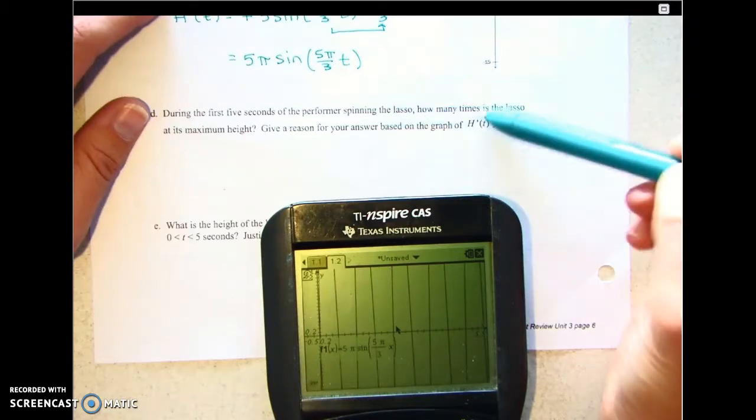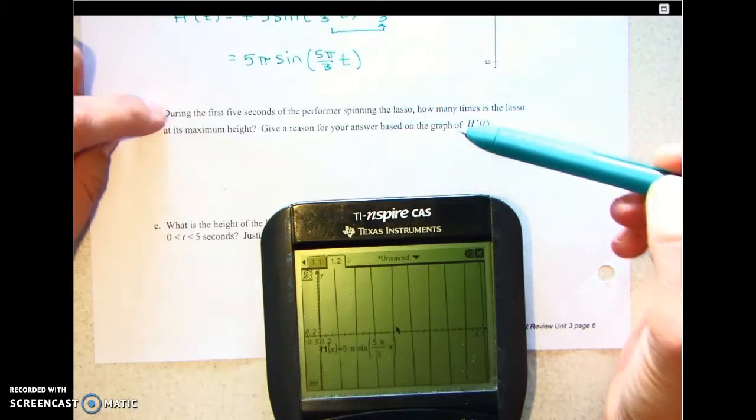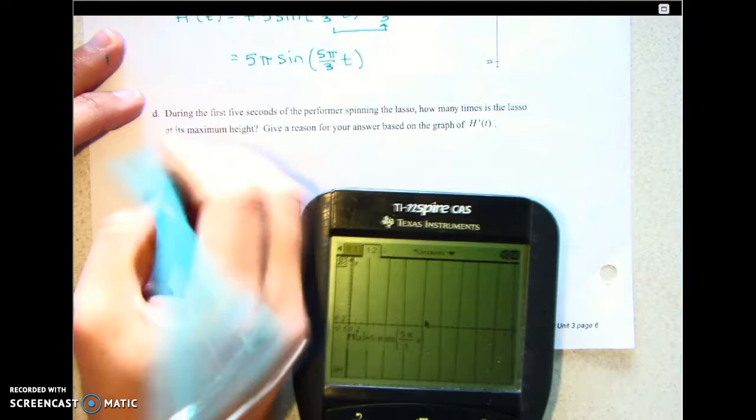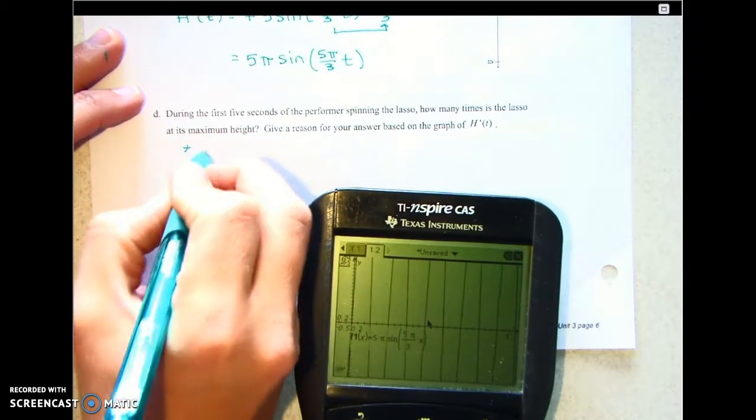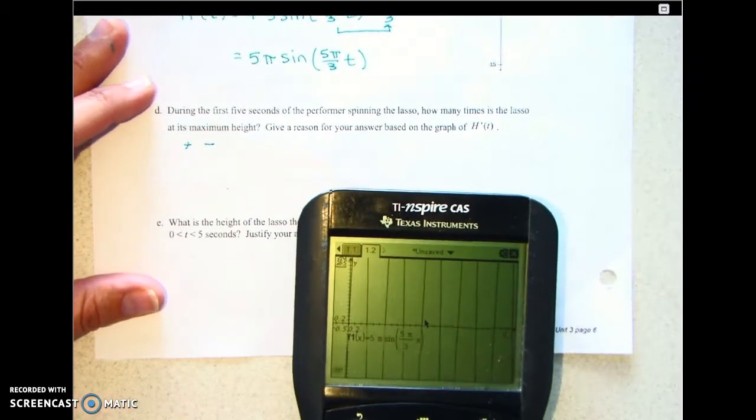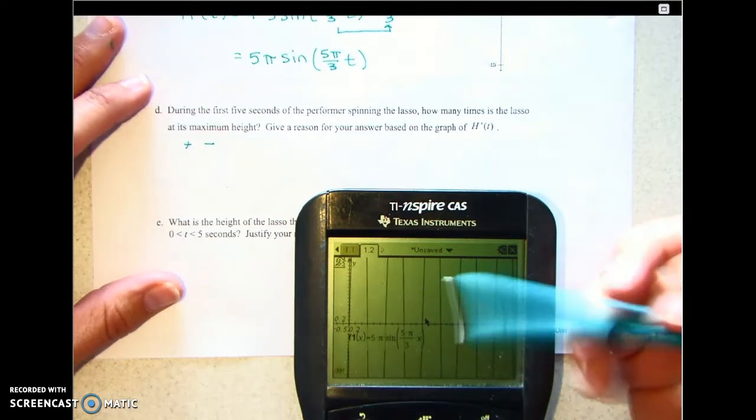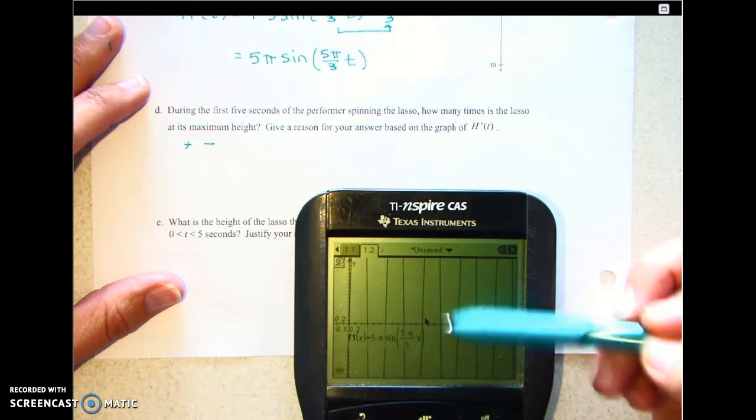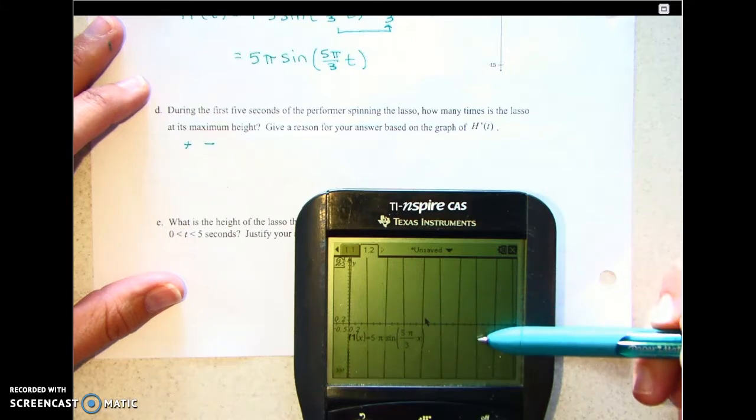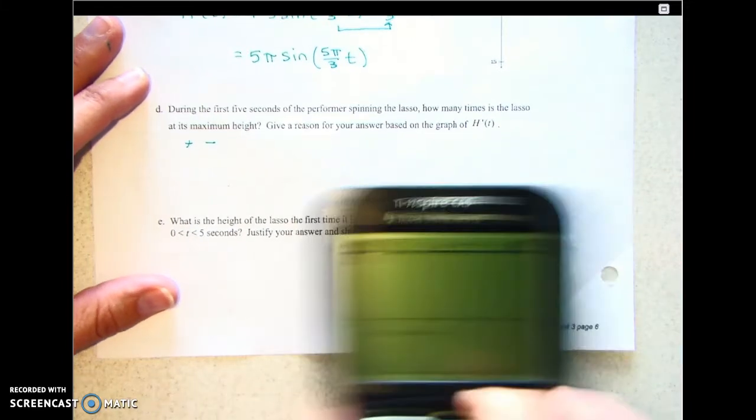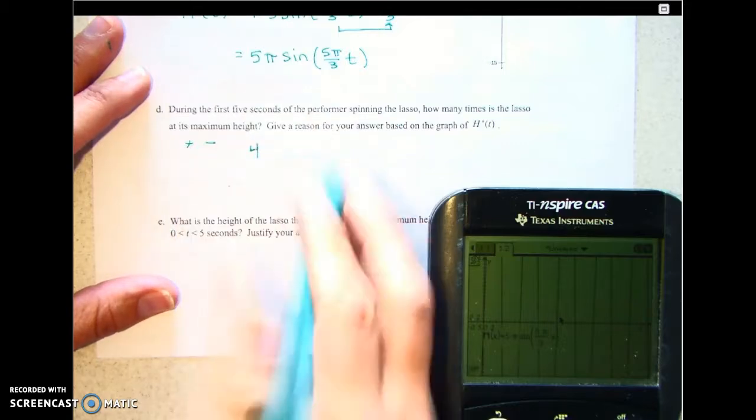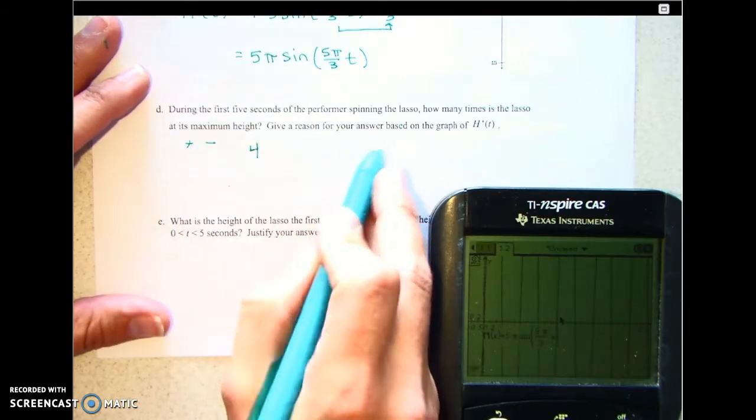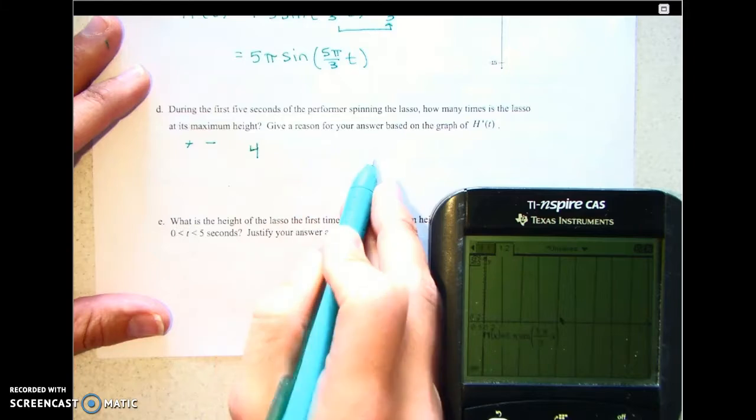During the first 5 seconds of the performer spinning the lasso, how many times is the lasso at a max height? Max height means the derivative goes from positive to negative. So how many times did it cross from positive to negative? 1, 2, 3, 4. 4 times. Give a reason. That's where the derivative passes from positive to negative.